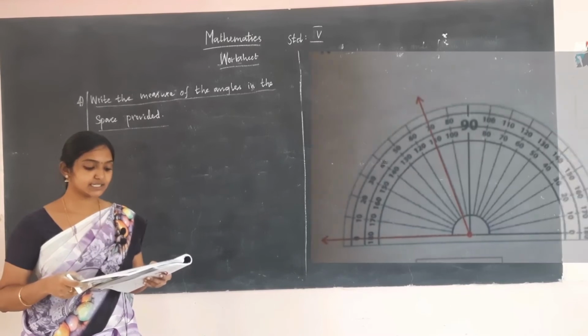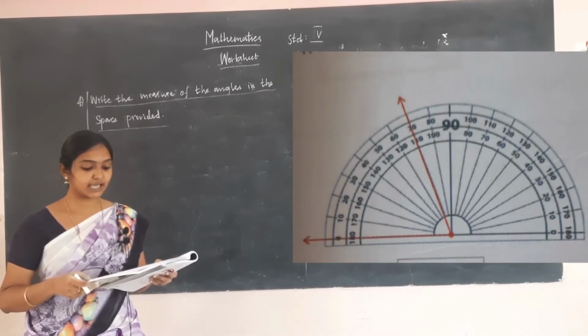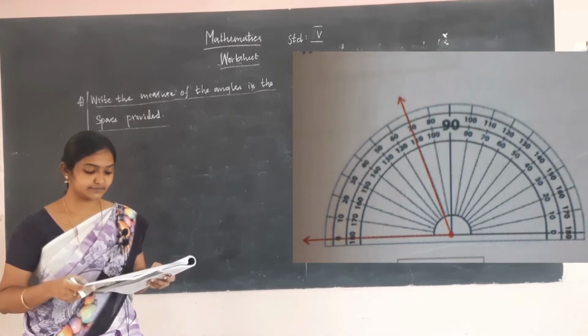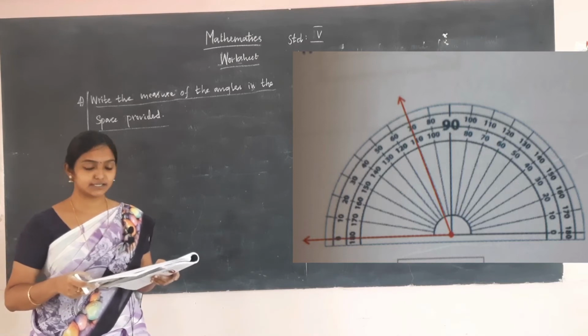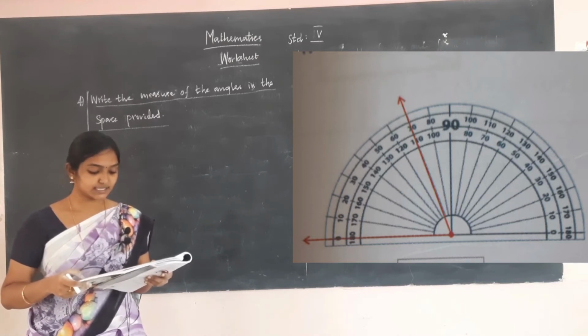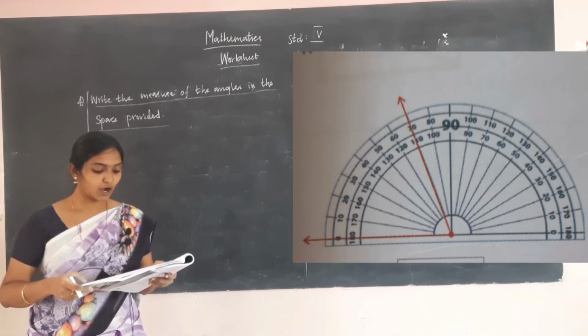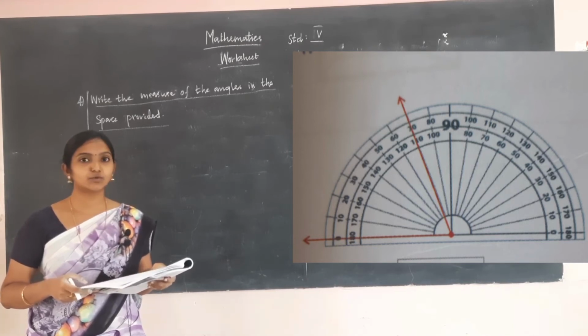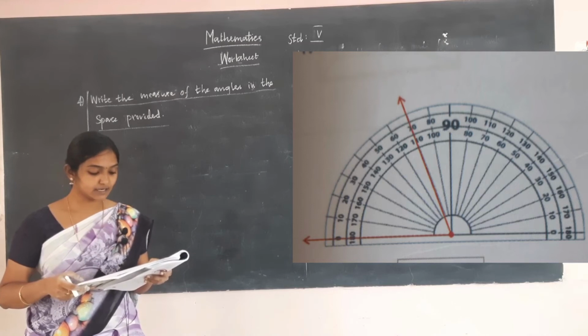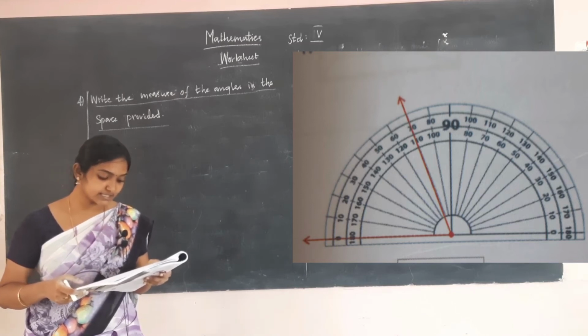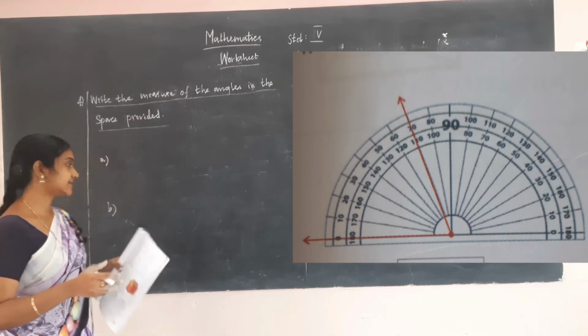The fourth question is, write the measure of the angles in the space provided. You can see the picture here. You can see that the arm of the angle is coinciding with outer scale. So we have to look only at the outer scale. Another arm ends in 70 degree. So the angle is 70 degree.